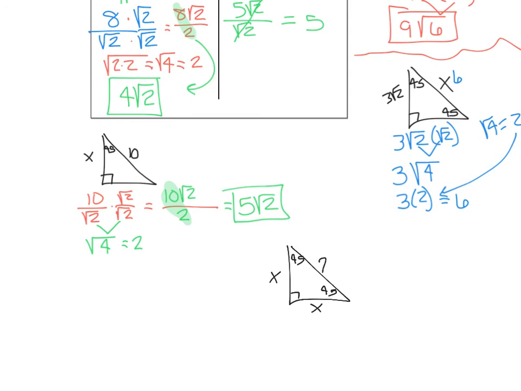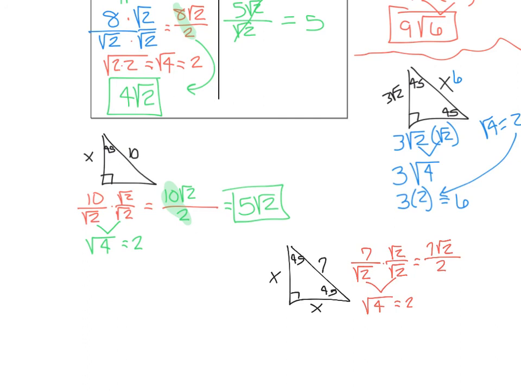So again, we're going to take that 7, our hypotenuse, and divide by root 2. We can't leave that square root on the bottom, so we're going to rationalize by multiplying the top and bottom by the square root of 2, which is our denominator. Just multiply across, so I get 7 root 2 on the top. And on the bottom, we get the square root of 2 times 2, which is 4, which equals 2. So that's my denominator.